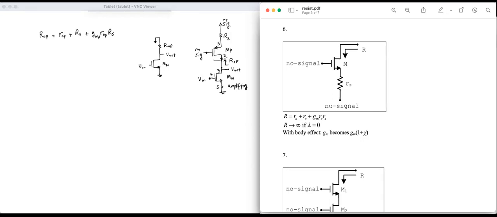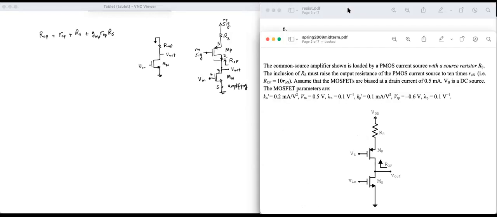All right, so let me go back to the given and see. The given stated that ROP should be 10 times RON. So this ROP should be 10 times RON of MN. And I need to solve this to find the RS. Okay, so RS is the unknown. Hopefully I can find RON and ROP and gmP.